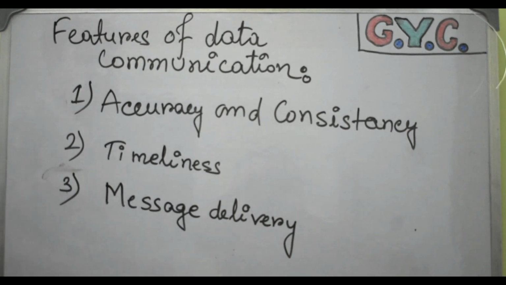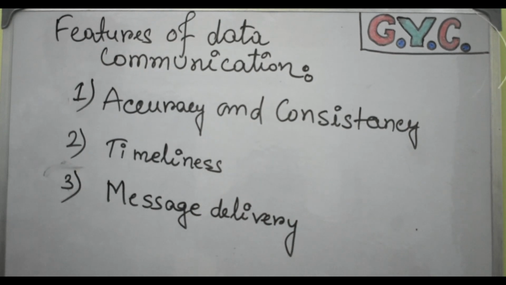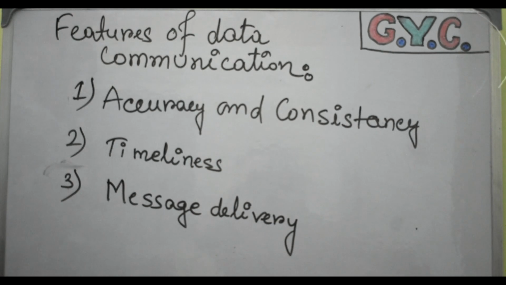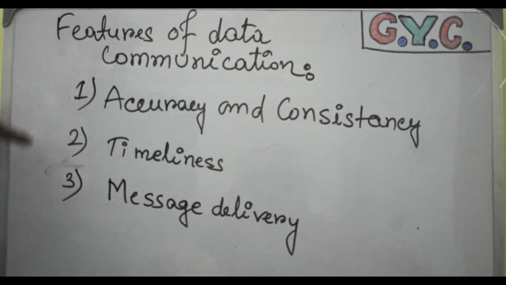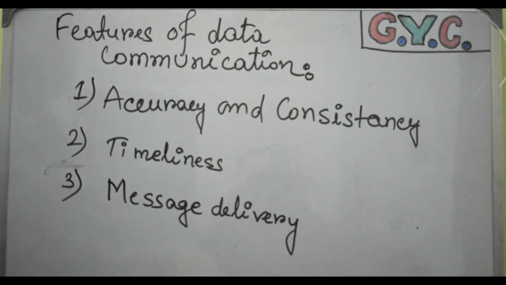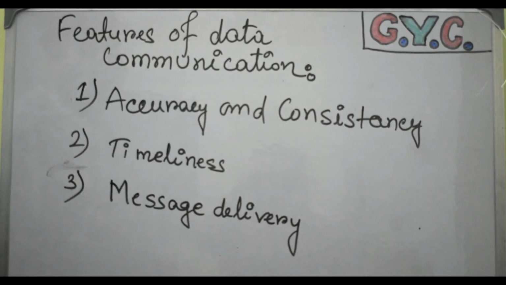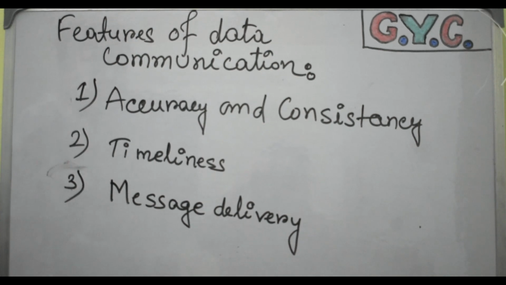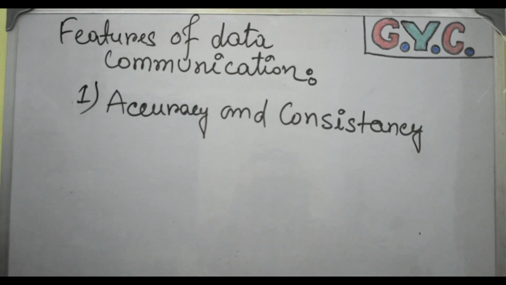To determine that a message is successfully transmitted to the receiver, we must check that the message has followed these three things. The first is accuracy and consistency, the second one is timeliness, and the third one is message delivery. So what is accuracy and what is consistency?